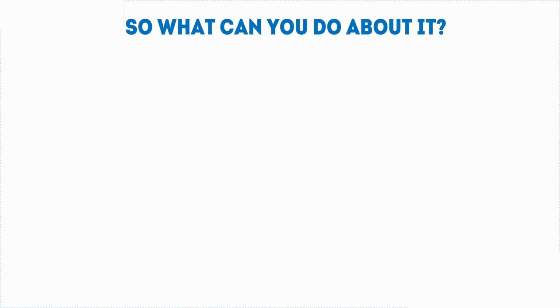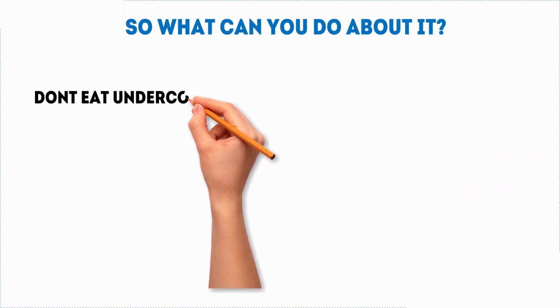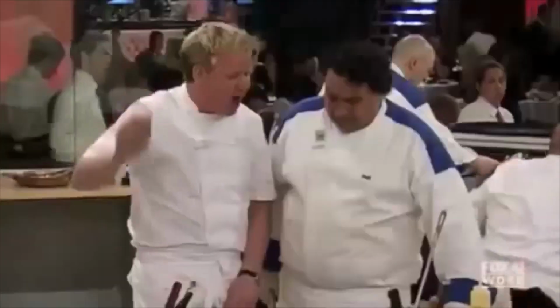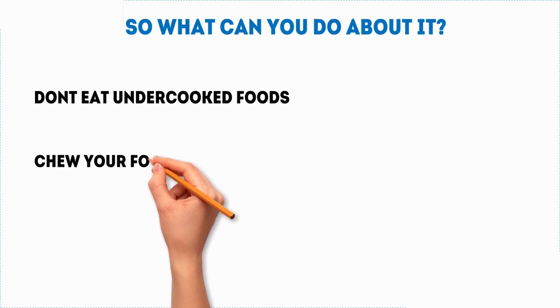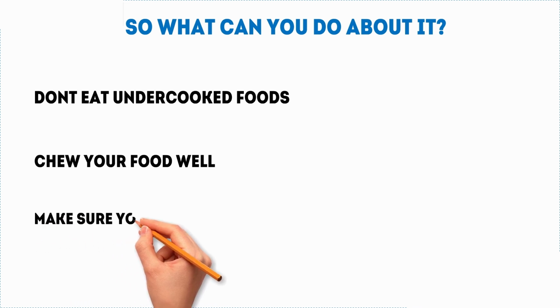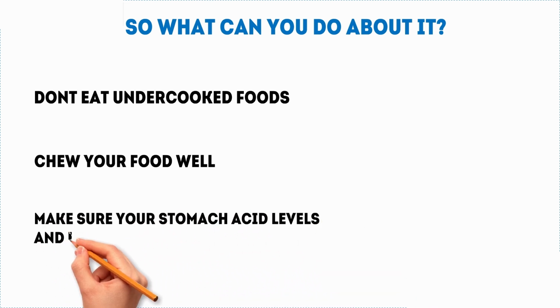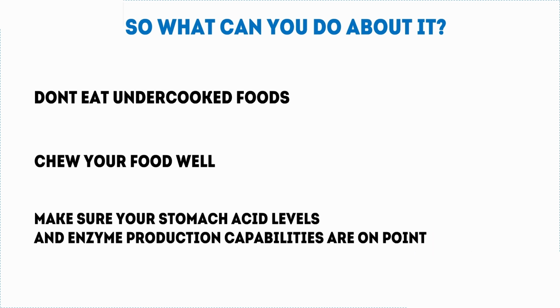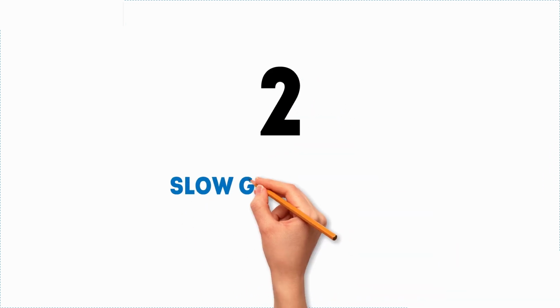So what can you do about it? Don't eat undercooked foods. Chew your food well. Make sure that your stomach acid levels are within normal range and that your enzyme production capabilities are on point. Number 2, slow gut motility.